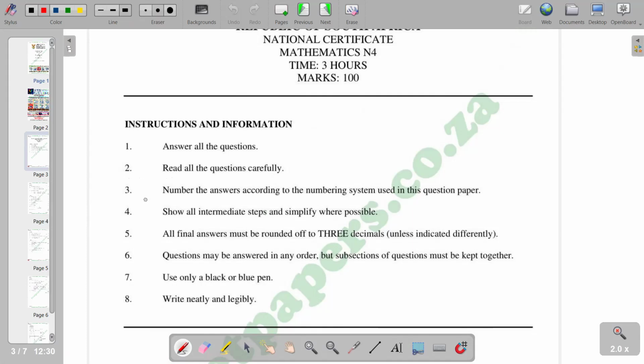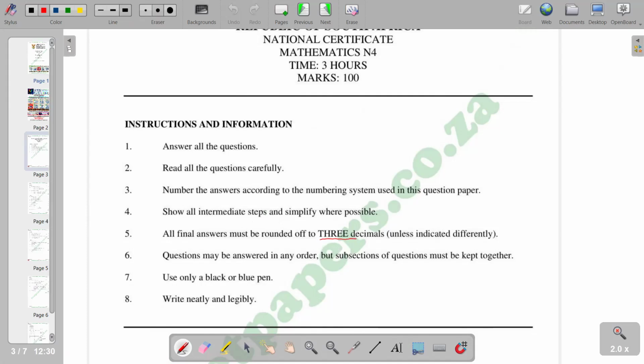You have to number the answers according to the numbering system in this question paper. So don't change the numbering format, the numbering system which has been given. Make sure that you number the questions accurately. Show all intermediate steps and simplify where possible. You are required to show all the necessary steps that you are going to be following to arrive at your answer. All final answers must be rounded off to 3 decimal places.